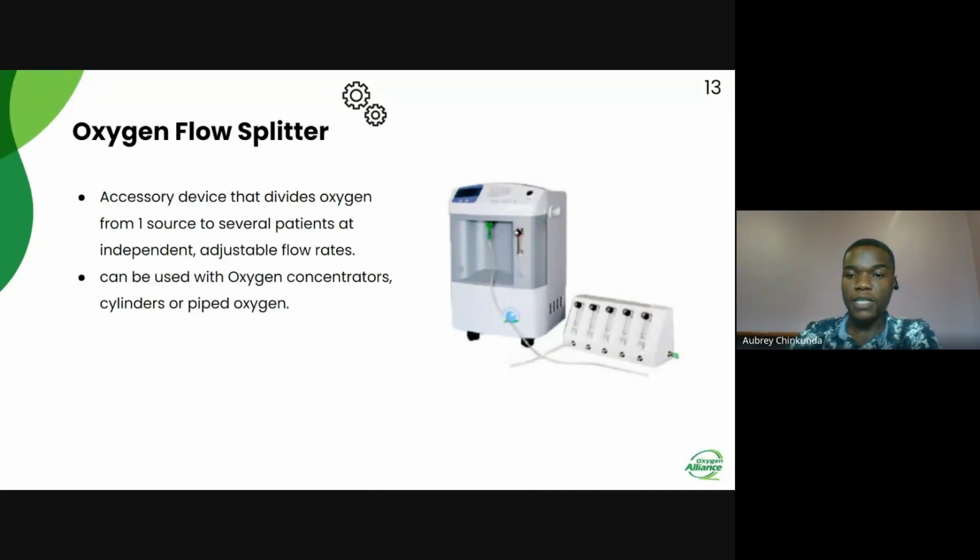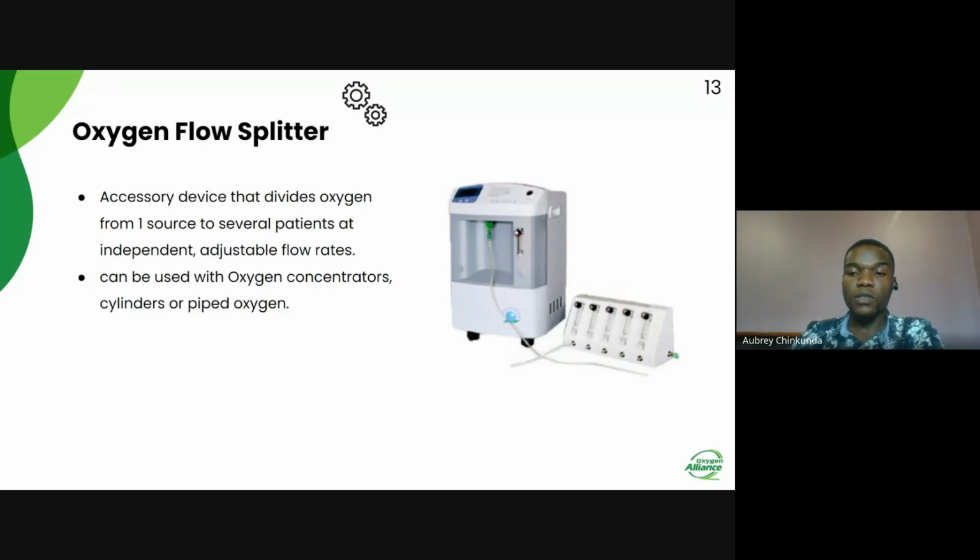So as I mentioned, it's an accessory device. You cannot operate it on its own. You have to use it in conjunction with another equipment. So you can use an oxygen source, such as an oxygen concentrator. You can use an oxygen cylinder, or you can even use piped oxygen from a plant. You can also use the flow splitters with a CPAP machine, providing that the oxygen source and the splitter have the capacity for the flow rates that are required.